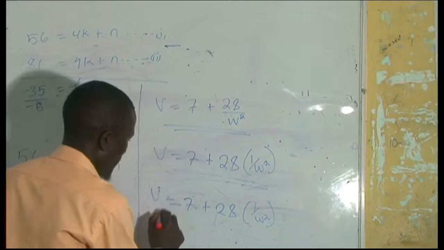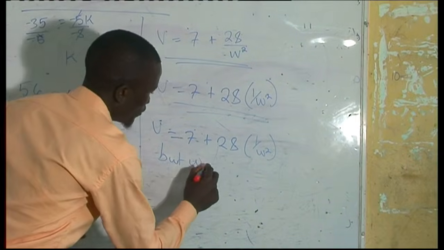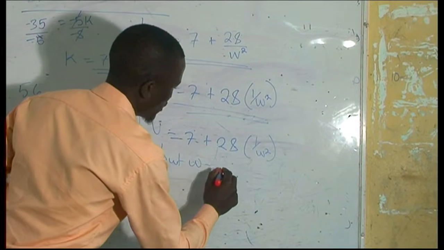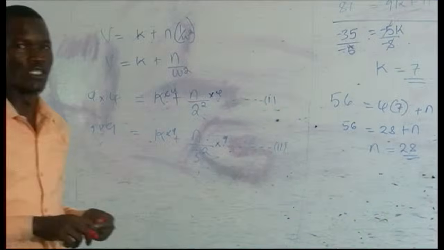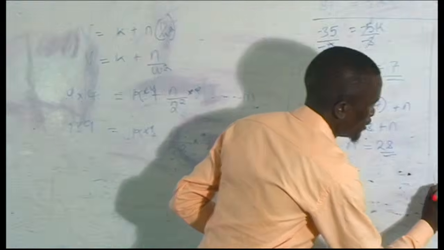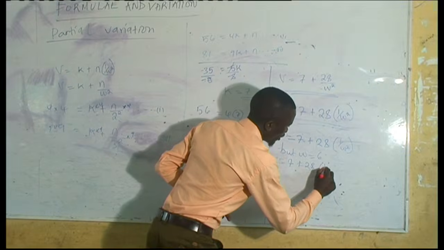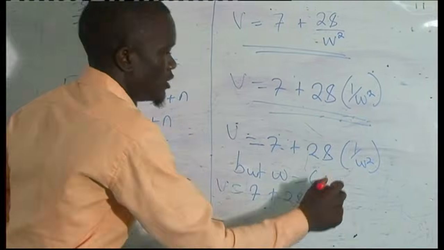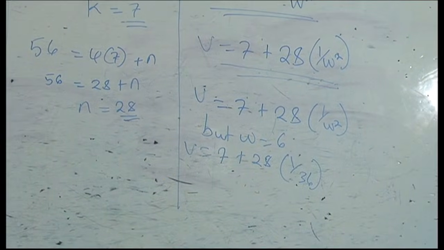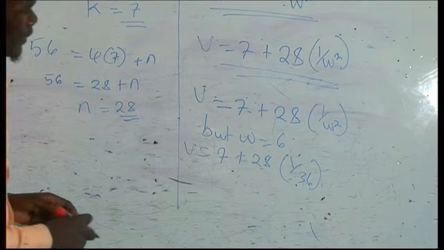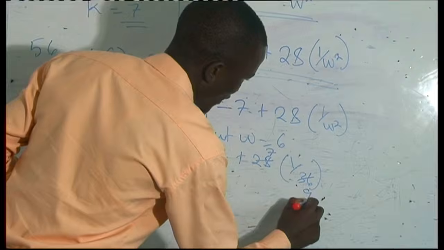Then you say, but W is equal to 6. Now if W is equal to 6, V is equal to 7 plus 28 into 1 over 6 squared, which is 36, so 1 over 36. Then what do we do? 4 goes here, 4 goes here, so 7 over 9.